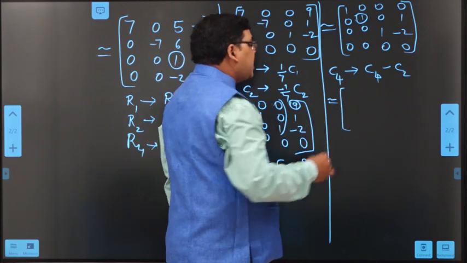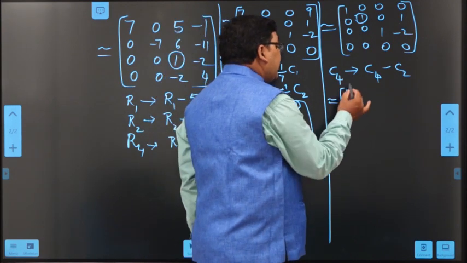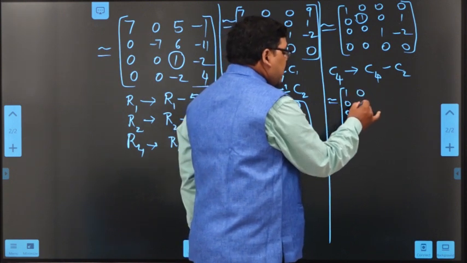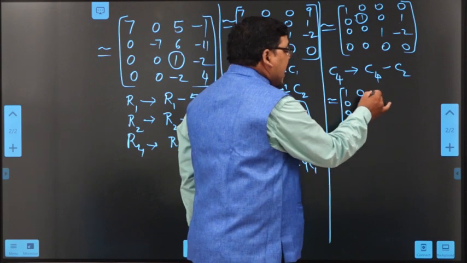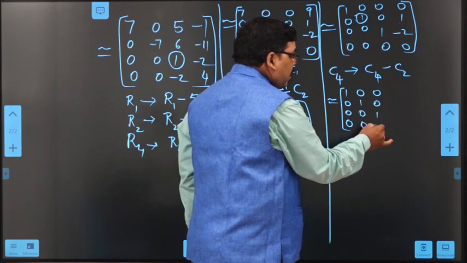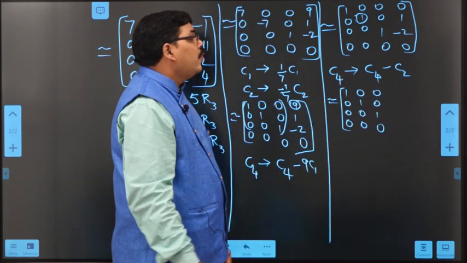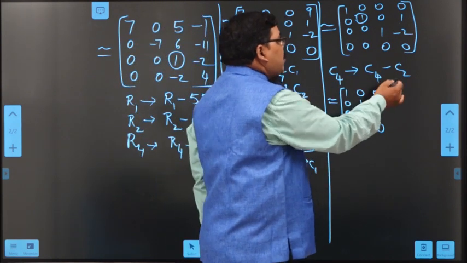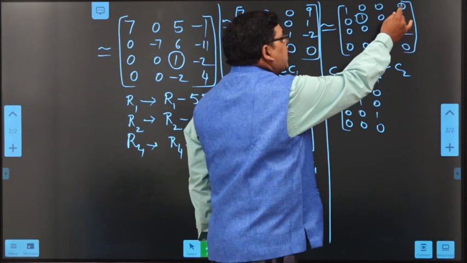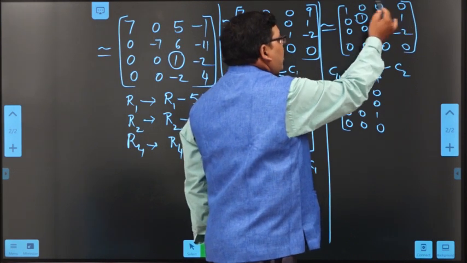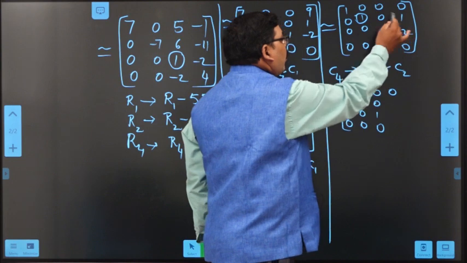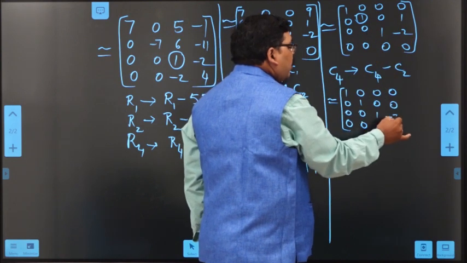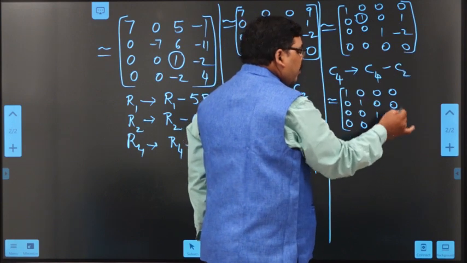So then I will get, I am changing fourth column, first column as it is, second column as it is, third column as it is. Fourth column changes to be C4 minus C2. See, this is C4, this is C2, 0 minus 0, 1 minus 1, minus 2 minus 0, 0 minus 0.